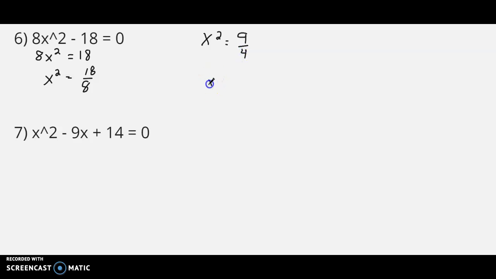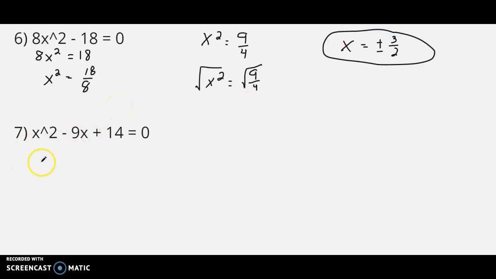In order to find x, we should take the square root of both sides of the equation. And keep in mind that when you take the square root, you really have the positive and the negative possibility. Plus and minus 3/2 will solve that equation.